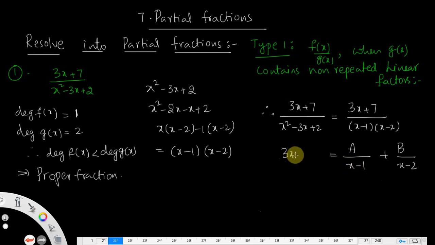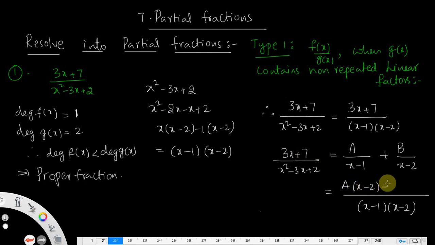In this type 1 method, we have to determine a and b. If the denominator is not in the proper form ax plus b, we can factorize it, then separate it as a by the first factor plus b by the second factor. Then take the LCM for solving these equations. So x minus 1 into x minus 2 is the denominator. Taking the LCM, you get a into x minus 2 plus b into x minus 1.